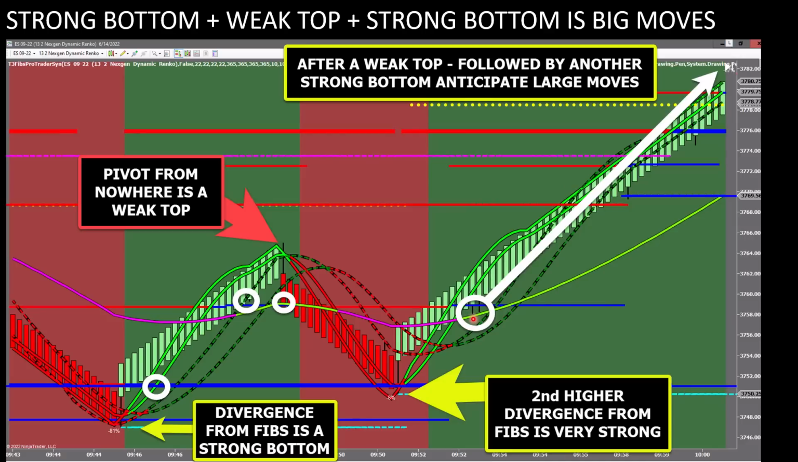And again, having the understanding that it was a great bottom first, followed by a weak top, followed by a better bottom with a higher divergence, is going to give you ultimate confidence in taking this long trade. And not only taking the long trade, understanding that because of the way the chart is configured, edge of fibs, weak top, better bottom, you're going to get a bigger trade. You're going to make more profit.